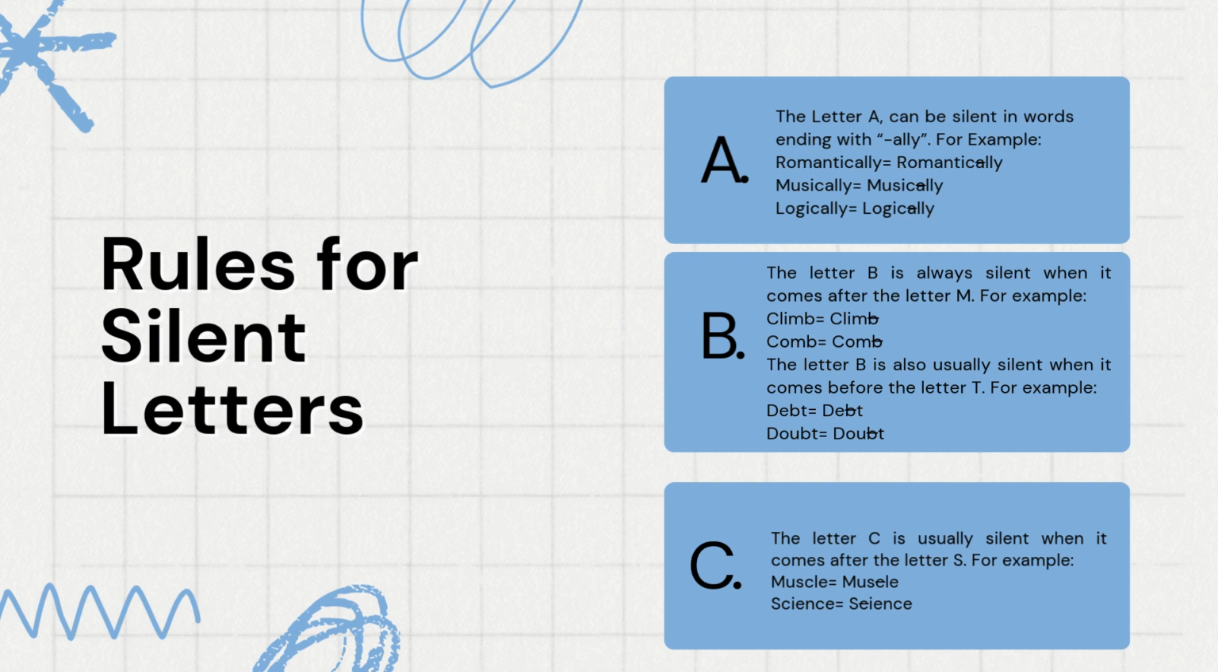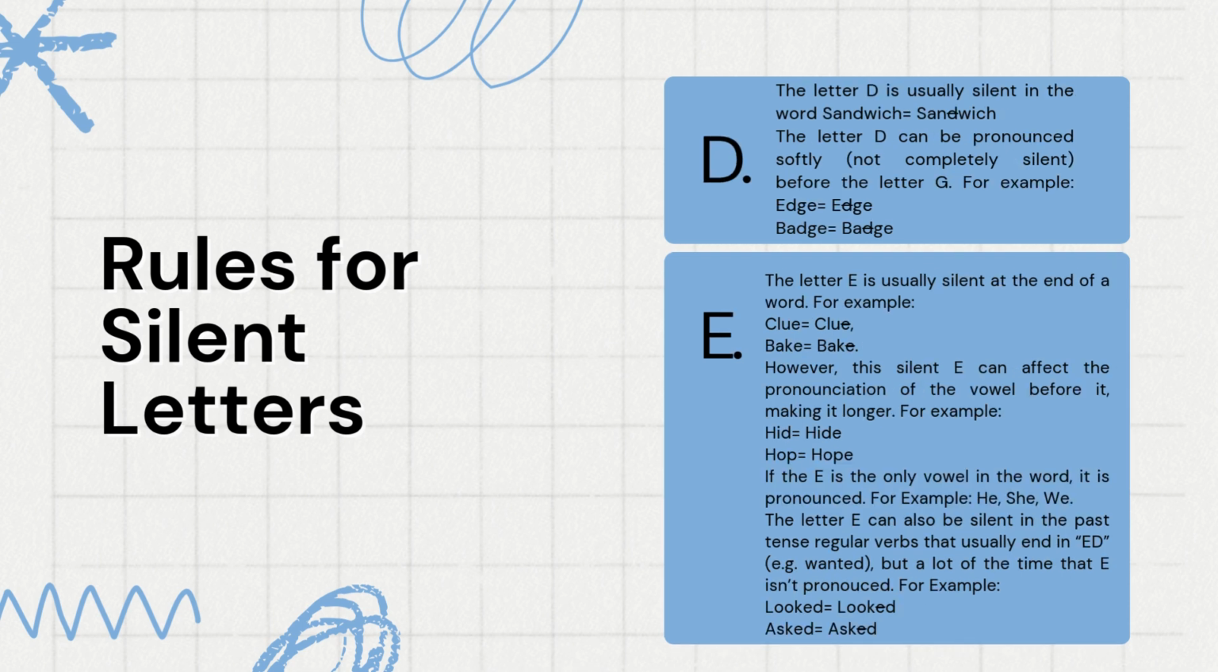Next, the letter C is usually silent when it comes after the letter S. For example, muscle, science. Now, the letter D is usually silent in the word sandwich. The letter D can be pronounced softly, not completely silent, before the letter G. For example, edge, badge.